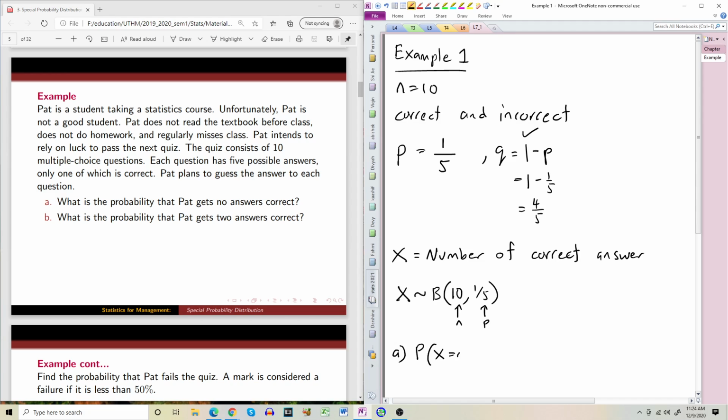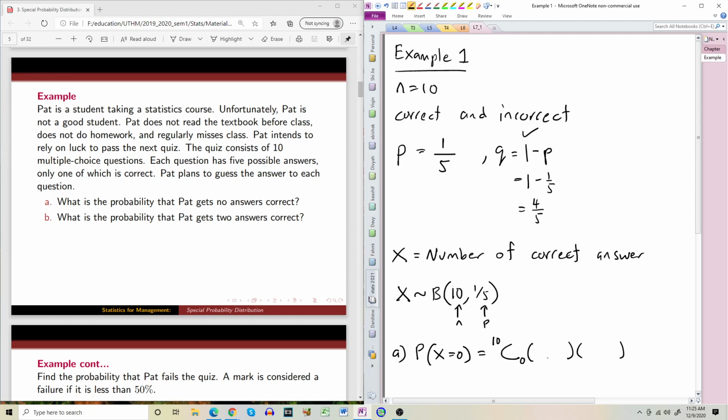Probability that x equal to 0. X equal to 0 means the number of correct answers is 0. That is question A: what is the probability that Pat gets no answer correct? So x equal to 0. The total number of questions is 10. No answer is correct.